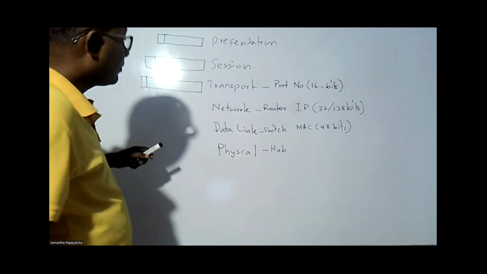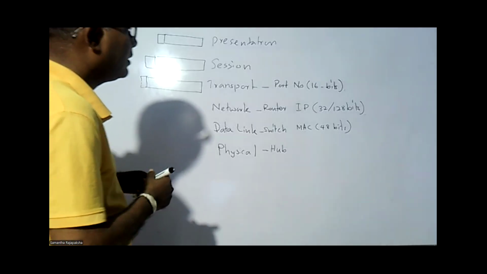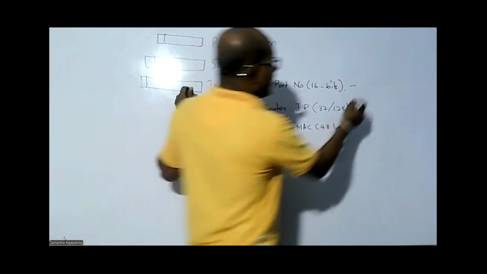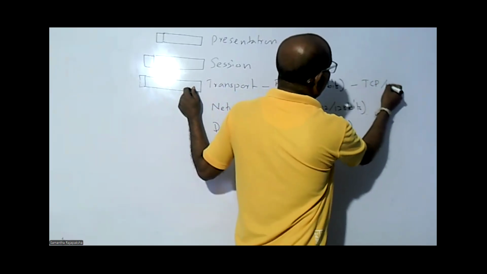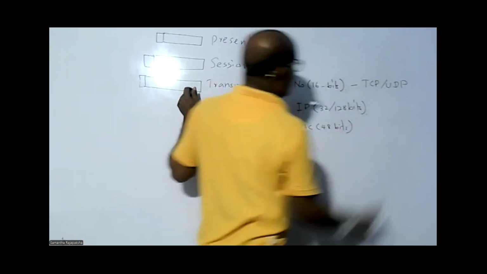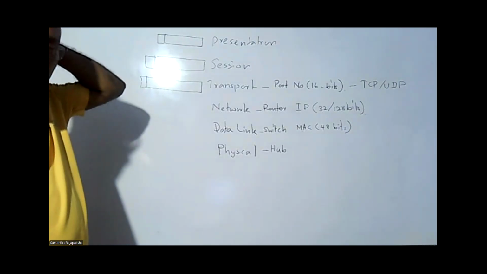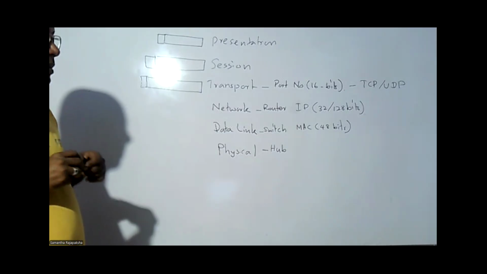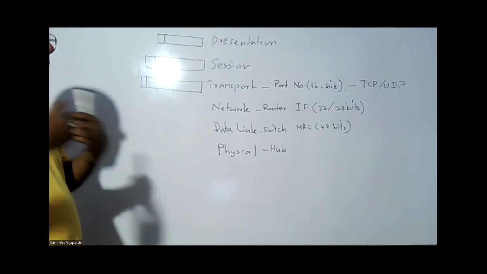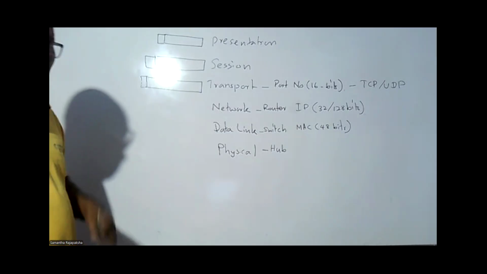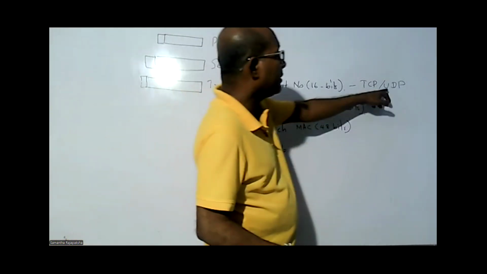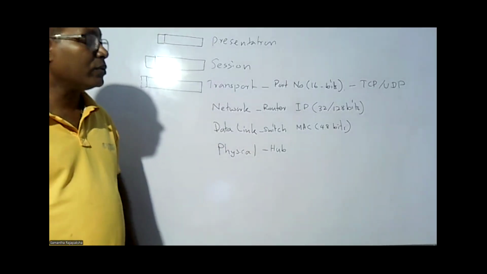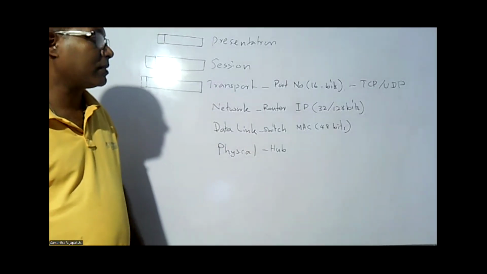And again, remember, in the transport layer, TCP and UDP are the protocols. TCP is the Transmission Control Protocol. It's a very reliable protocol. To provide the reliability, it uses many algorithms. Therefore, TCP is very slow. But UDP is the User Datagram Protocol, which is very fast but unreliable. It doesn't use any reliability related algorithms.